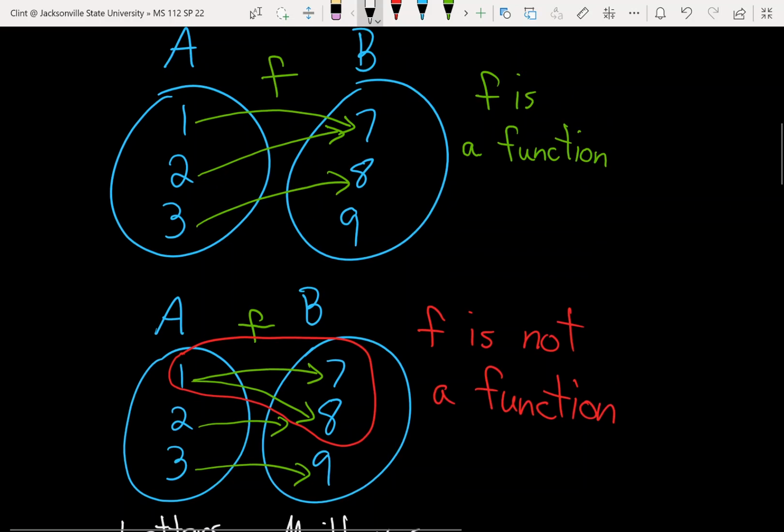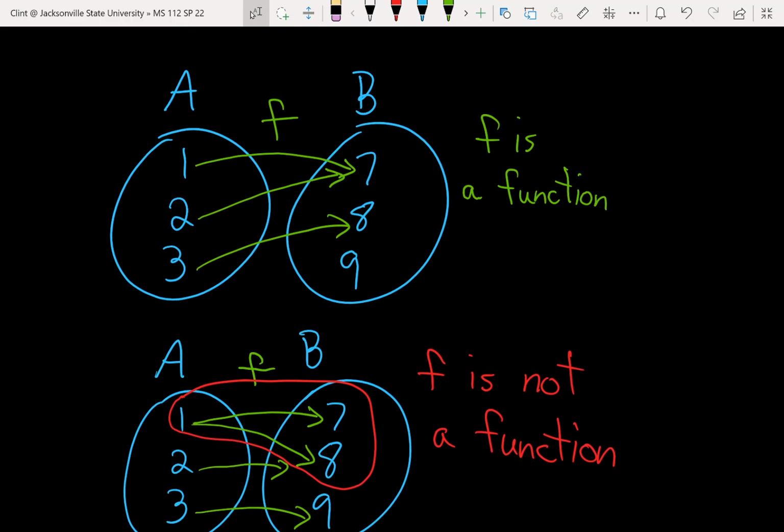So we could go back and look at our little examples here. Let's look at this one. What would be our domain for that function? What numbers give us an output? All of them. 1 gives us an output, 2 gives us an output, 3 gives us an output. So 1, 2, and 3 all work. So 1, 2, and 3 would be our domain for this one.